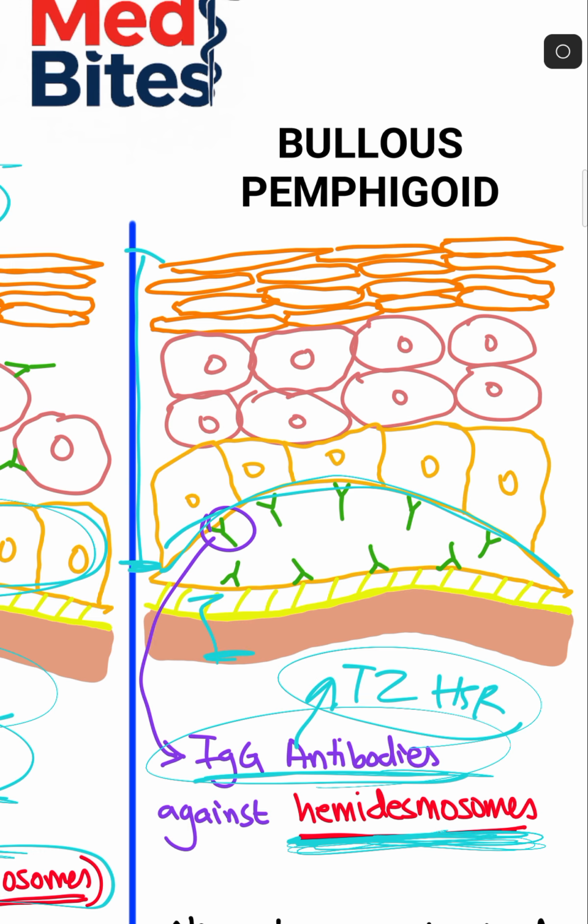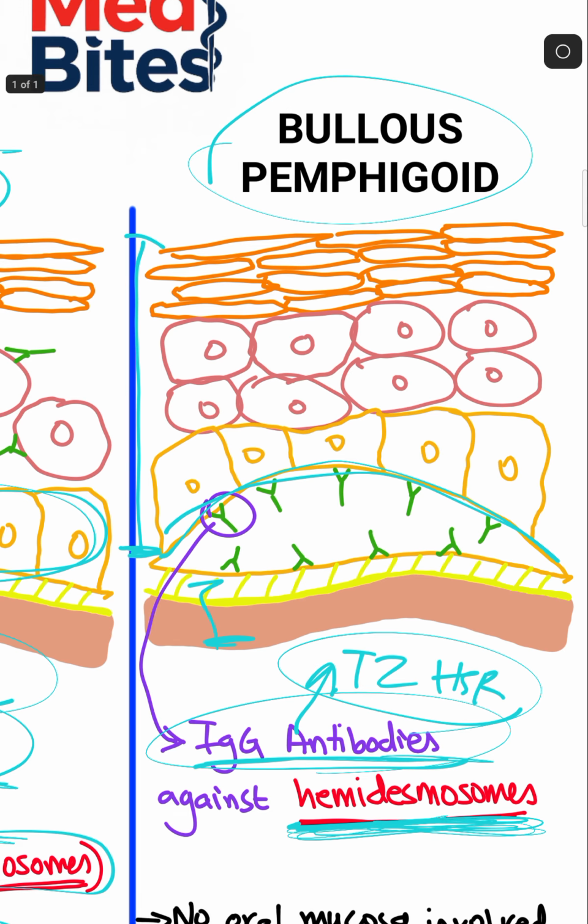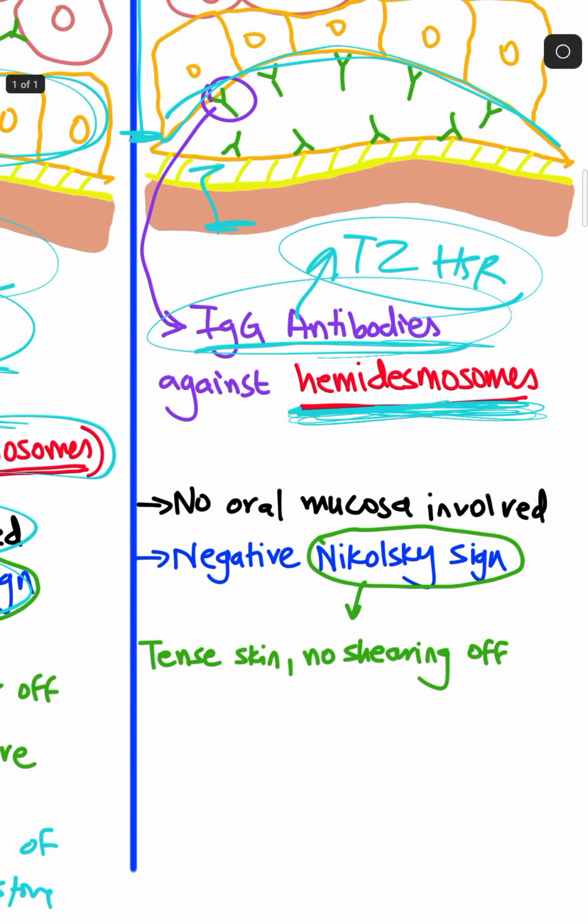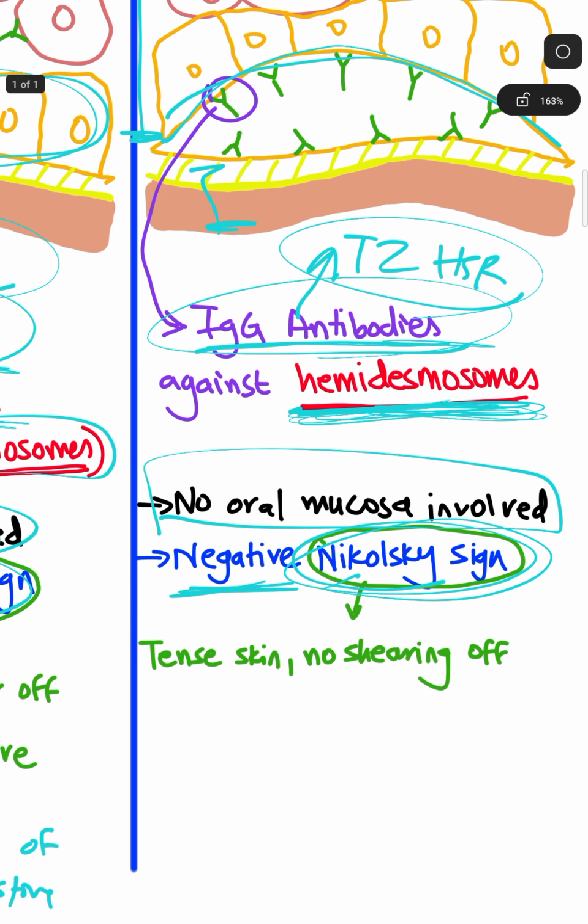Now, this means that the blister that's formed over here is more firm. So when you touch it, it doesn't burst. That means you get a negative Nikolsky sign. And the oral mucosa is not involved.